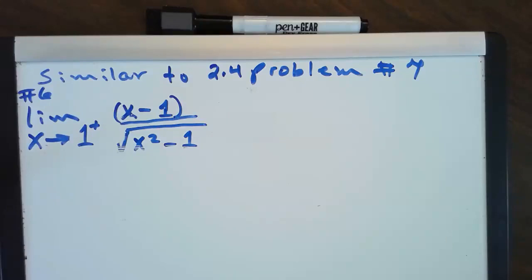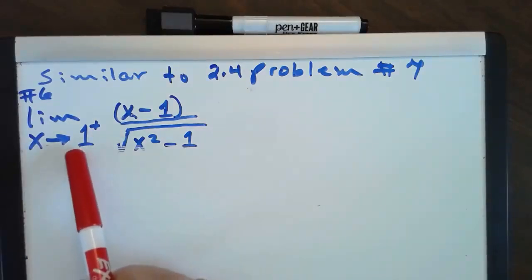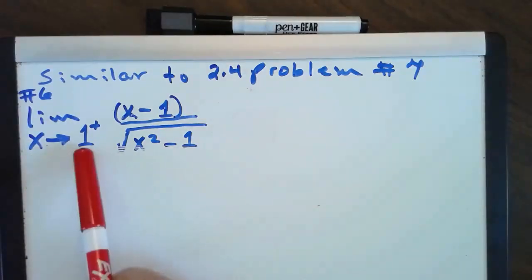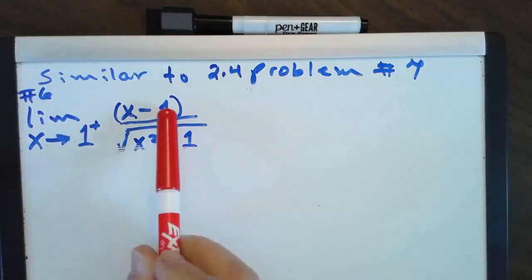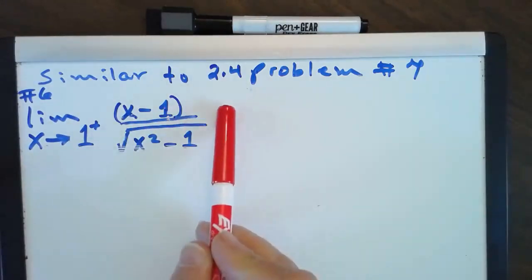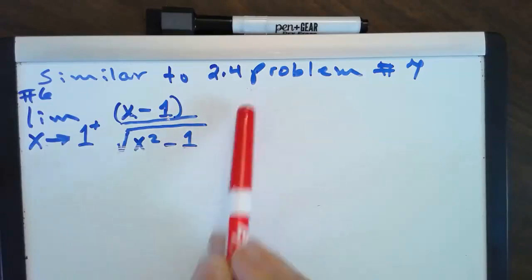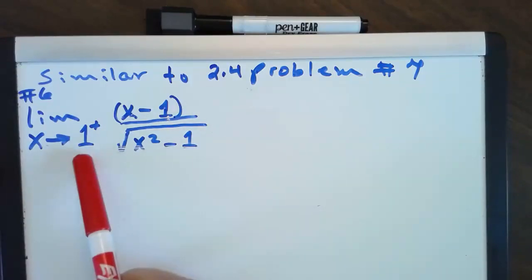Okay, in lesson 2.4, this is problem number 6, which is similar to problem number 7, and it works basically the same way. There are slight differences, but the process is basically the same. Now, in the past, if we substituted 1 in for our limit, we get 1 minus 1 is 0. And 1 squared minus 1 is 0, so we get 0 over 0, so we can't just substitute 1 in.